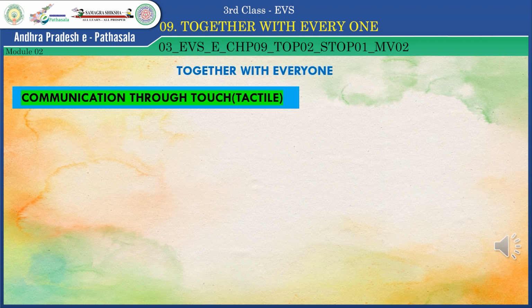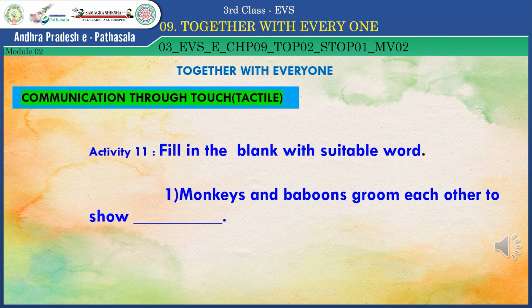Children, fill in the blank with a suitable word. Monkeys and baboons groom each other to show dash. Which word should we write here? Yes. Well done, children. The answer is love. Shall we know the chemical communication?